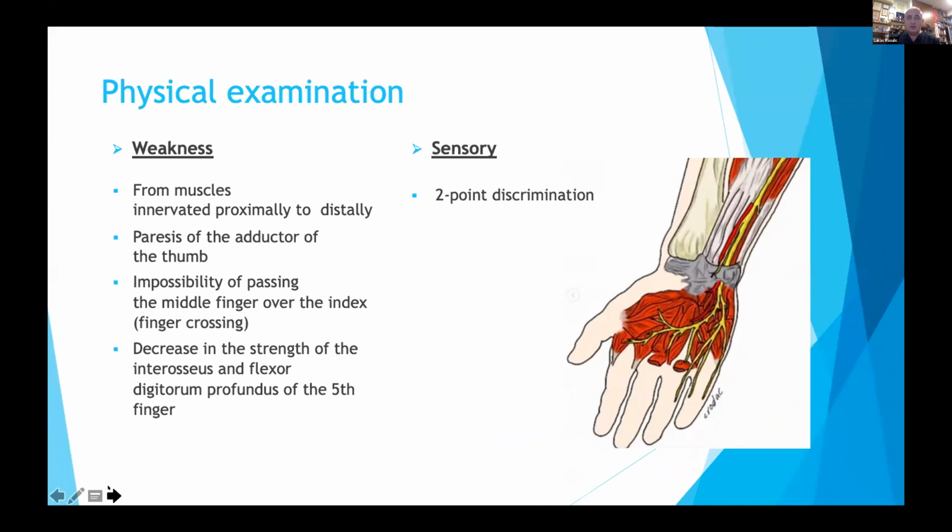For sensory function, the usual test is the 2-point discrimination test, and motor weakness should be evaluated from muscles innervated proximally to distally. Paralysis of the adductor of the thumb, impossibility of passing the middle finger over the index finger, crossing, decrease in the strength of the interosseous and flexor digitorum profundus in the 5th finger.